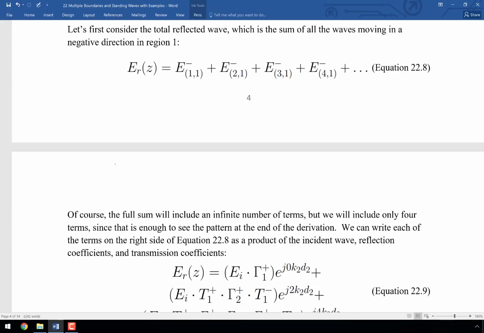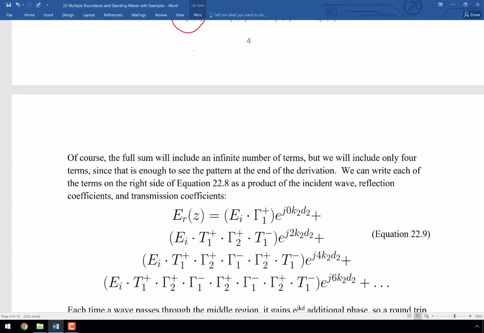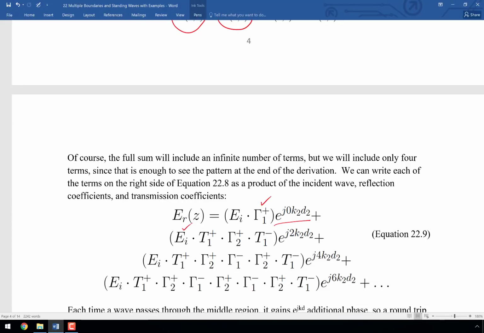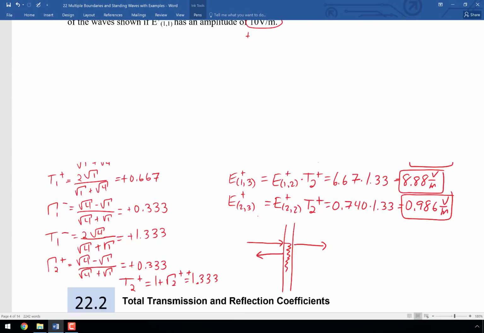So the overall reflected wave is going to be this E sub 1, 1 in the negative direction, which we can say is E sub I, the incident wave, multiplied by the reflection coefficient. For the moment, don't worry about this exponent. But if we wanted to know what the second wave is, the second portion of that means you're going to have the incident wave, and it first of all has to be transmitted through the first barrier, and then it's going to bounce off the second barrier, and then it's going to transmit in the opposite direction through the first barrier again. Let's scroll back up to that earlier picture and see what that means.